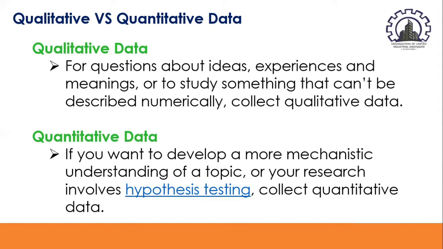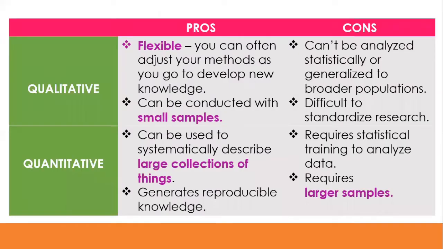Now, in order for us to better understand the difference between the two, we should be able to determine the pros and cons of each type of data. Under qualitative data, as you can see on our presentation, one of the pros or advantages is that it is flexible, meaning the researcher can often adjust his or her methods as he or she goes to develop new knowledge. And aside from that, it can be conducted with small samples as well.